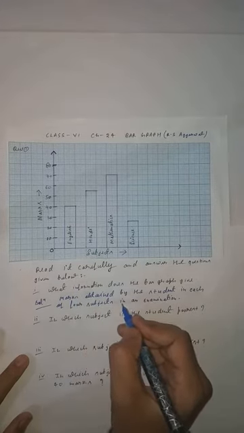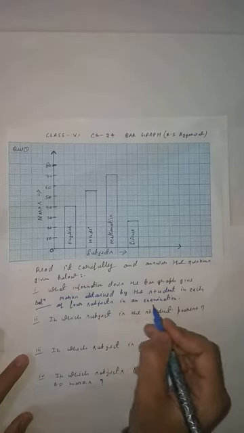Why 4 subjects only? Because English, Hindi, Math, Science are available. So how many total subjects are there? 4 subjects. Clear student? Of 4 subjects in an examination. So marks obtained by the student in each of 4 subjects in an examination. Clear student? This is the information you are getting from the bar graph according to the first question.